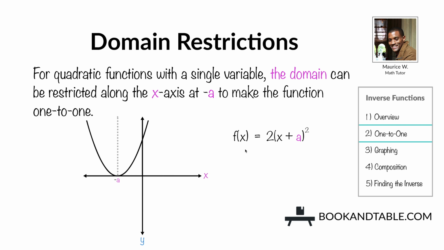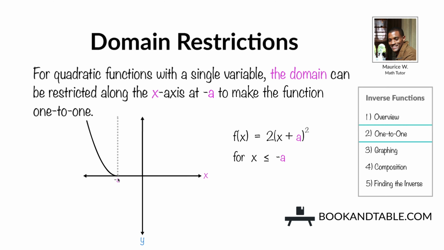Let's say we were given f of x is equal to 2 times (x plus a) squared. This is what that parabola would look like. The line of symmetry is going to be at negative a. Inside the parentheses here, we have x plus a. So x would be negative a, making the expression inside of the parentheses 0. So that is where our line of symmetry is, negative a.